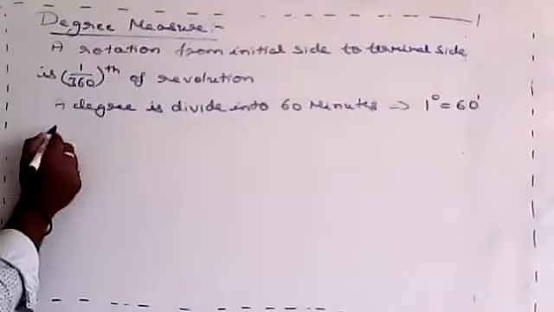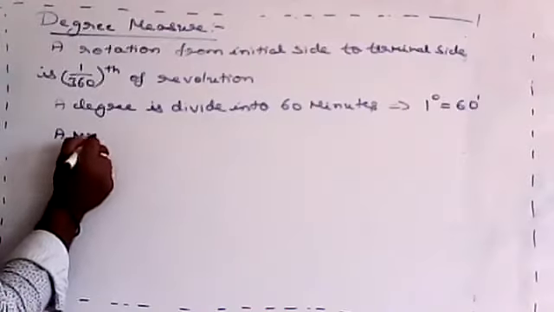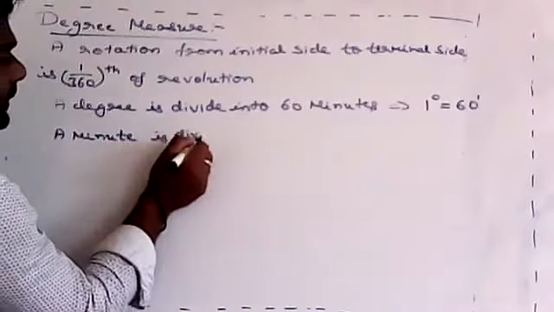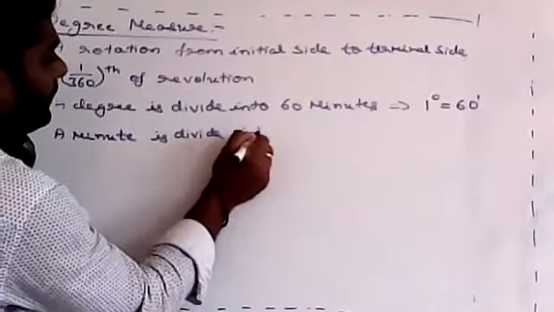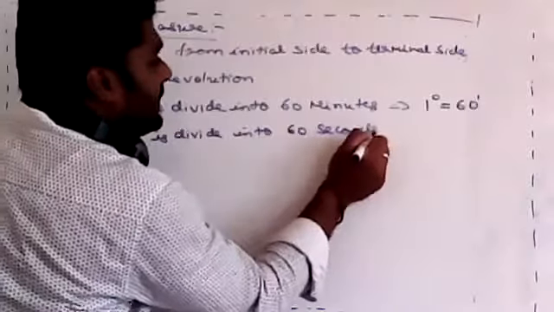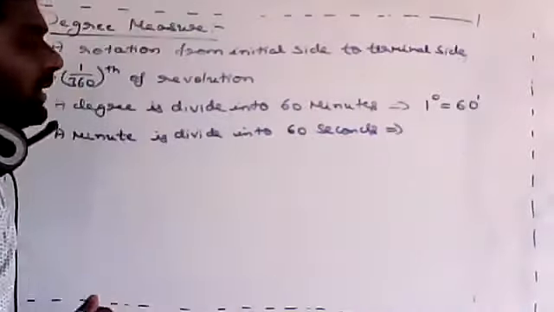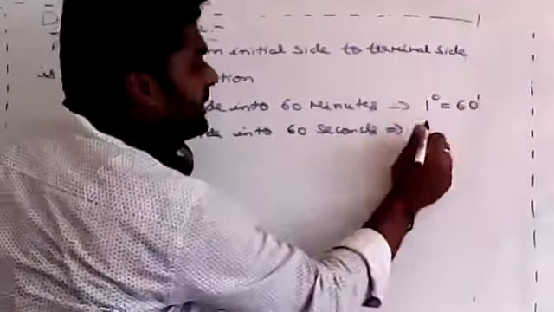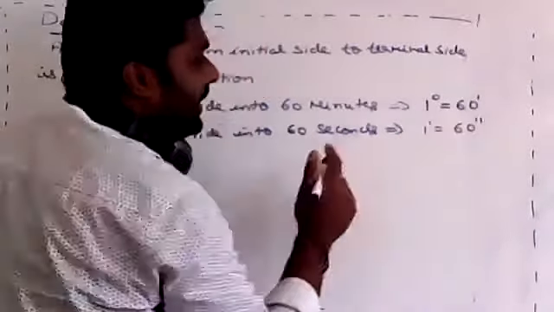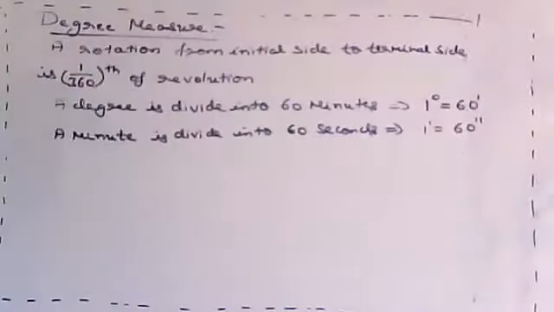And the same way, a minute is divided into 60 seconds. So that one we write as what? Minute means we know that dash, no? So 1 dash is equal to 60 double dash. That means seconds. Yes, good, Shravan. Correct? So you have to remember this one now. While solving the problem, we want this one.